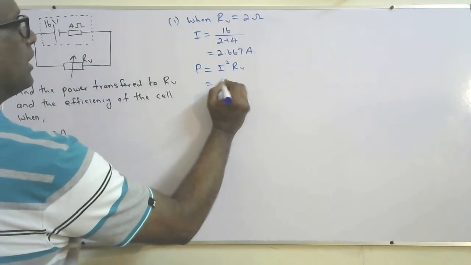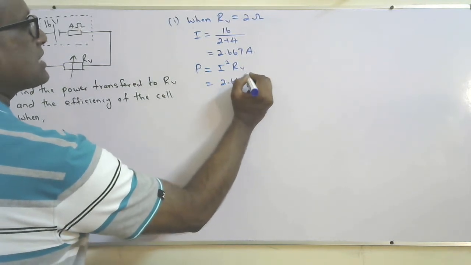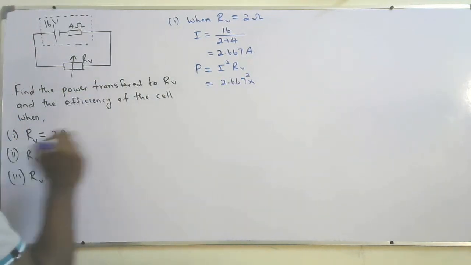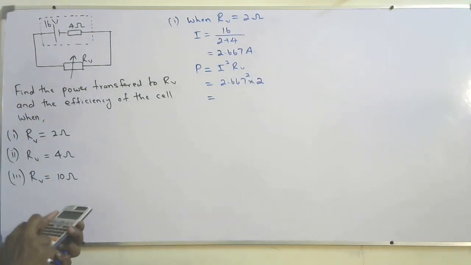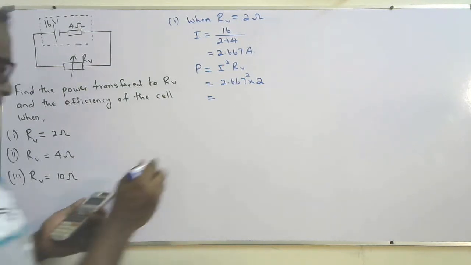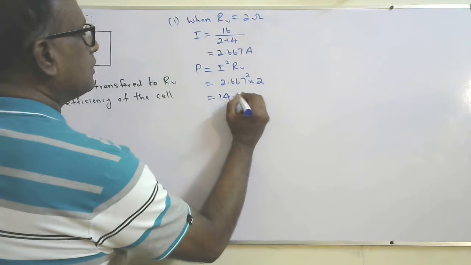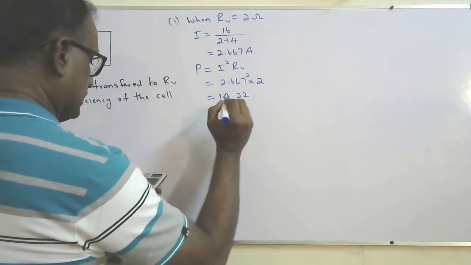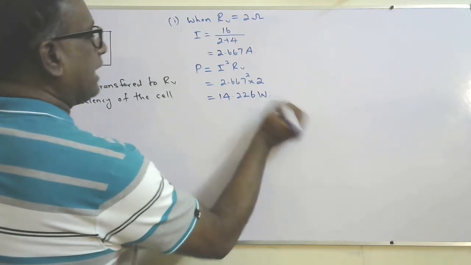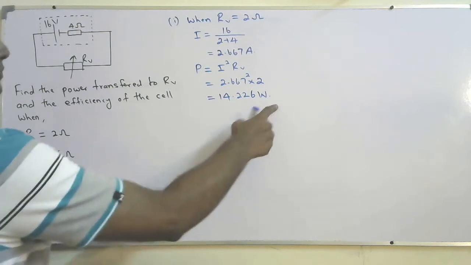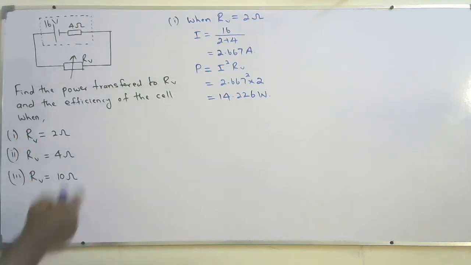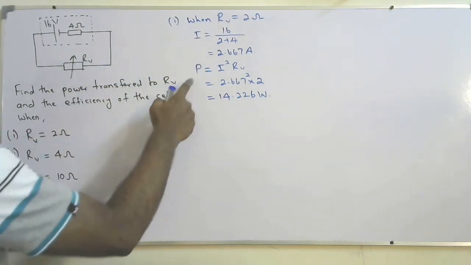So that will be 2.667 squared into RV, which is 2. That will be 14.226 watts. I'll give it to 3 decimal points. So that is the power output.